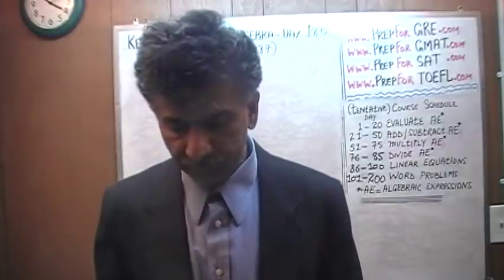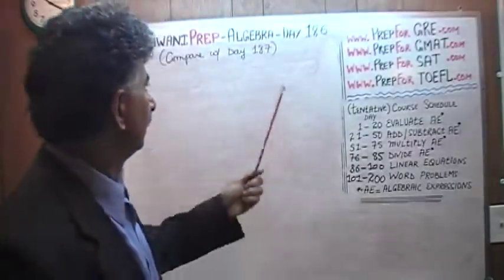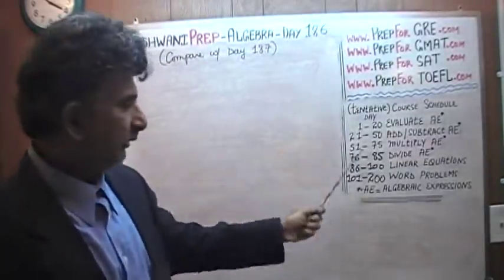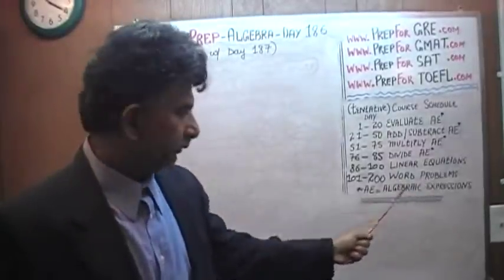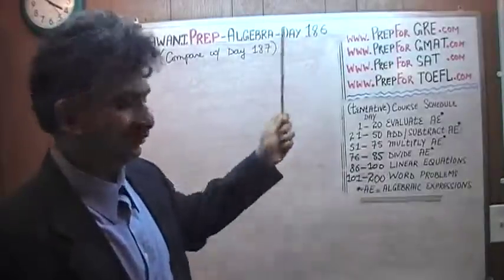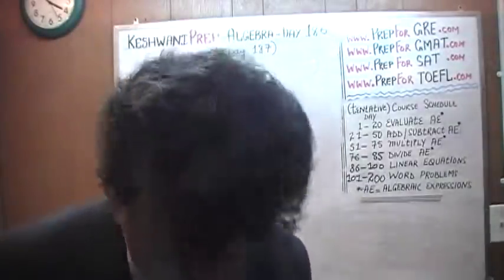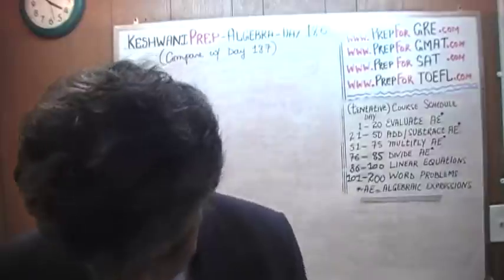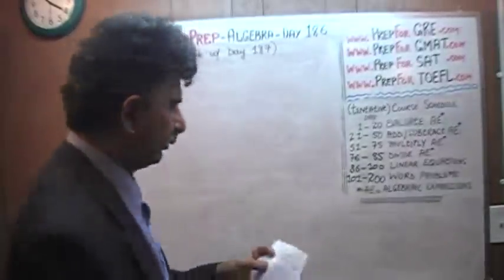Today is our lesson number 186. Day 186, we are in the process of solving word problems from day 101 through 200. And today is our 86th day of solving a word problem. Here's the problem for today. Very straightforward, very simple question.